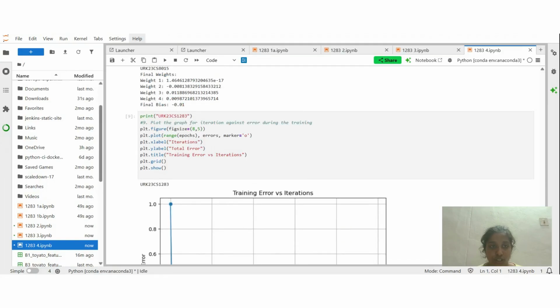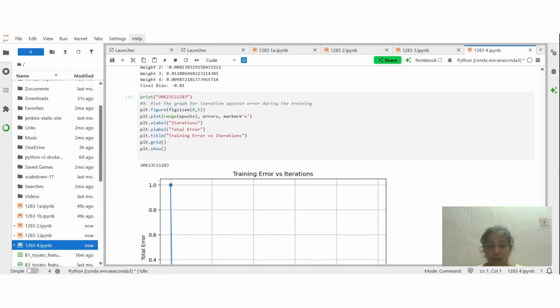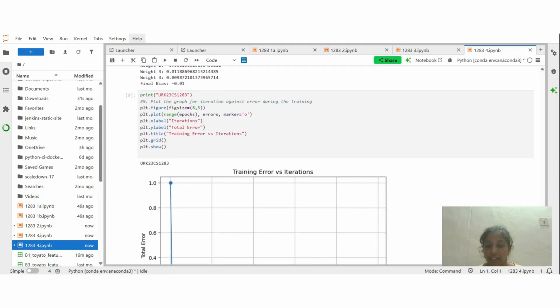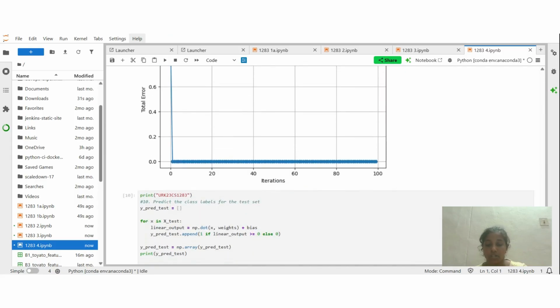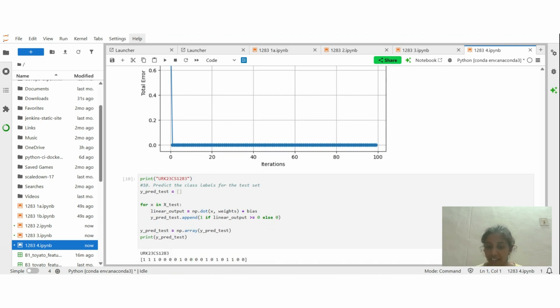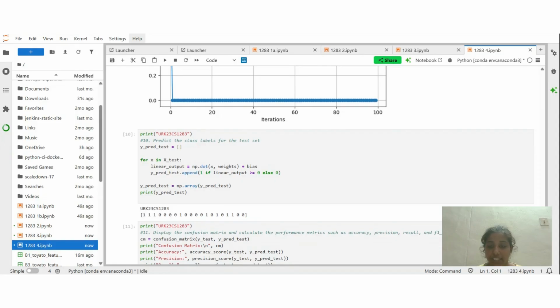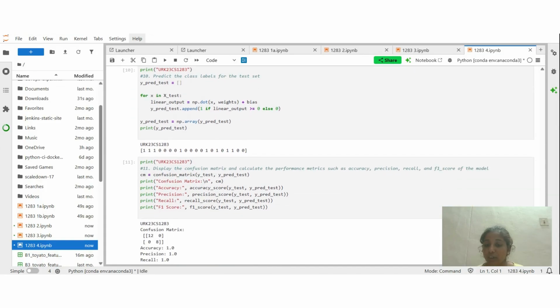And the ninth step is plotting the graph. During training, calculate the error at each iteration. Plot iteration versus error to visualize the learning process. Why are we doing this? It helps check the convergence and stability of the training. And the tenth one is predicting the class. Use the final learned weights to predict unseen data to evaluate how well the model generalizes.